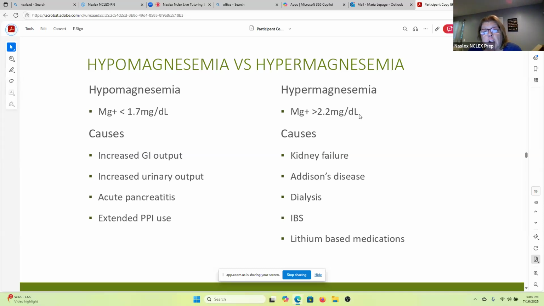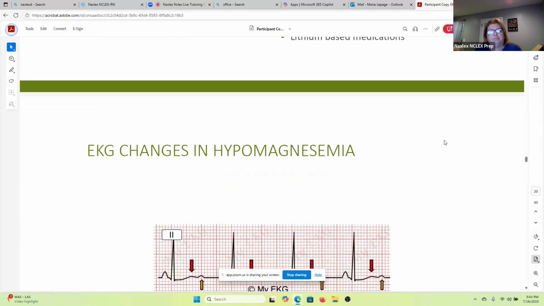So with our hypermagnesemia, some of the causes can be kidney failure where the kidneys are not able to excrete it. Some could be dialysis, so they might get too much hypermagnesemia by pulling off too much of the fluid. Addison's disease can cause it, as well as irritable bowel syndrome. The other type of medications are a lot of your lithium based medications. So remember, a lot of our patients on antipsychotic medications are taking some lithium based medications. So we really need to monitor their electrolytes.